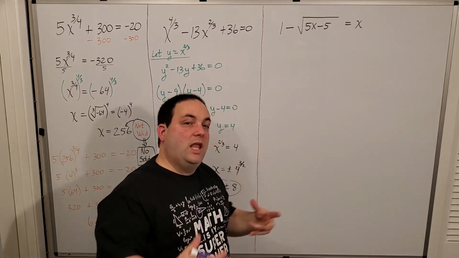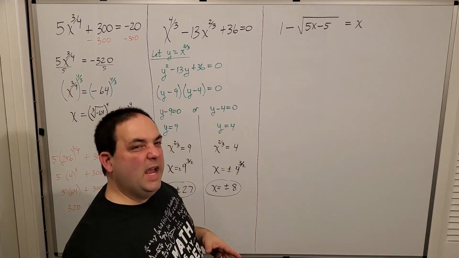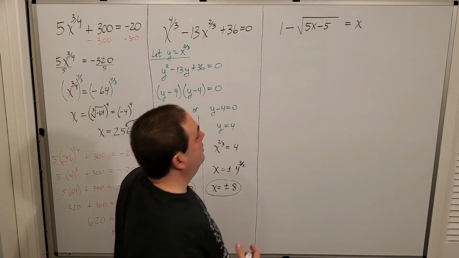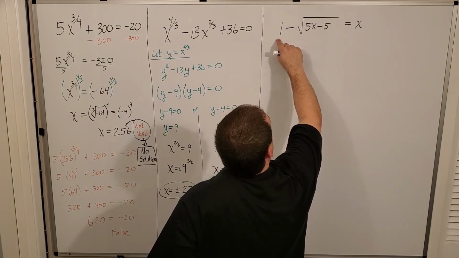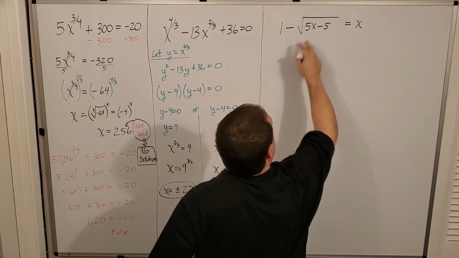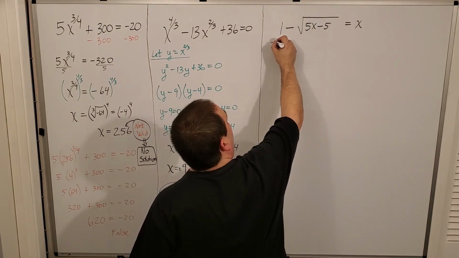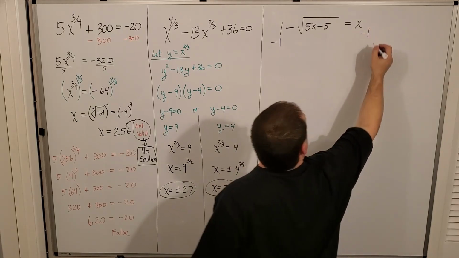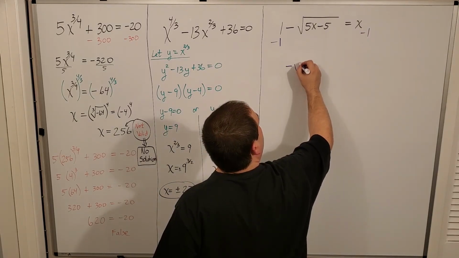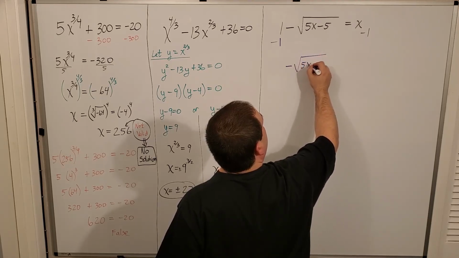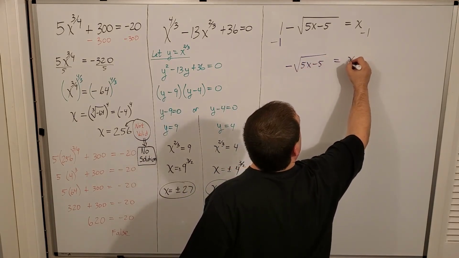First, I would like to get the most complicated piece by itself if I can. So that's what I do. I have right here the 1 minus the radical. So I'm going to get rid of the 1. I'm going to subtract the 1 from both sides here. That's going to give me negative square root of 5x minus 5 is equal to x minus 1.